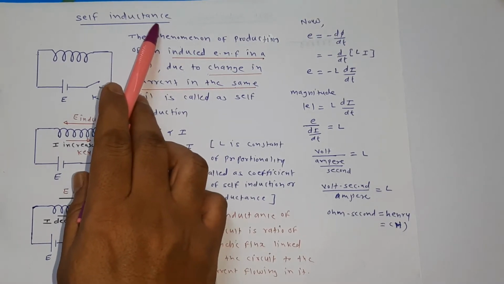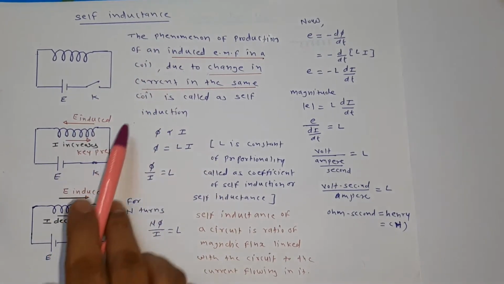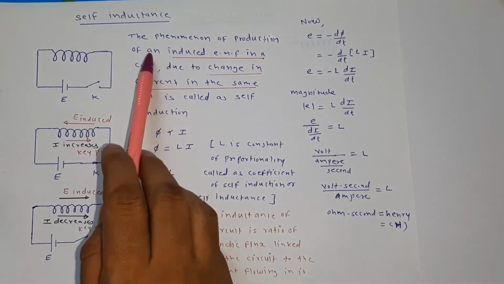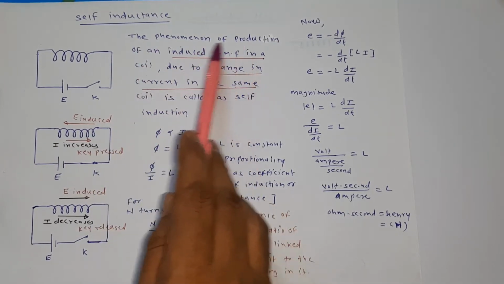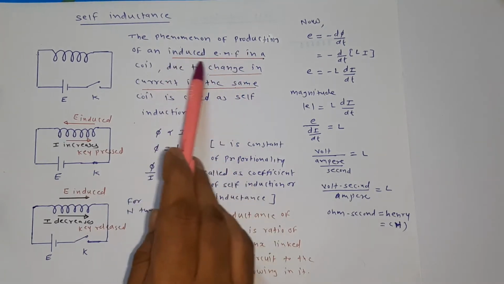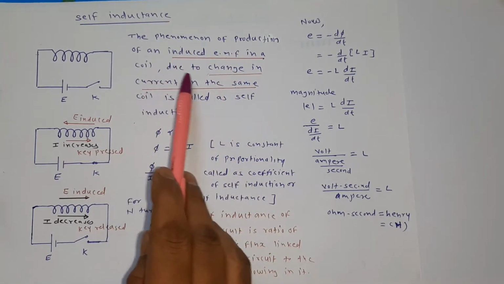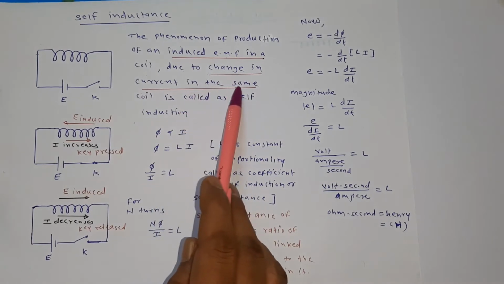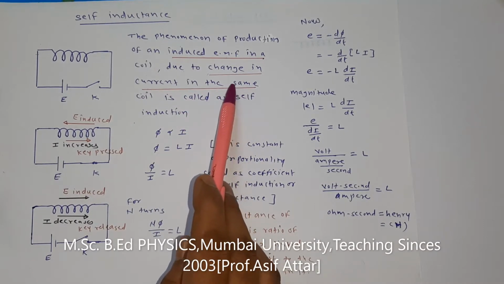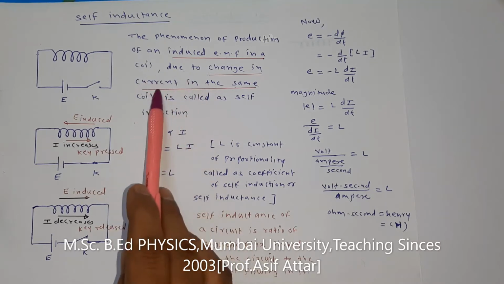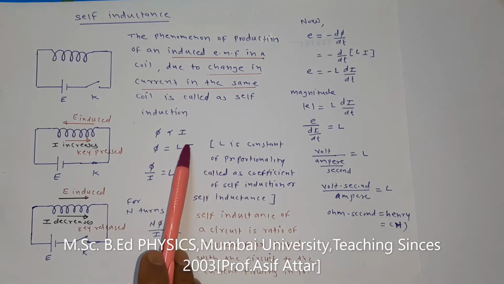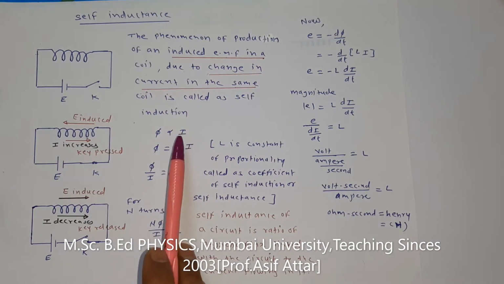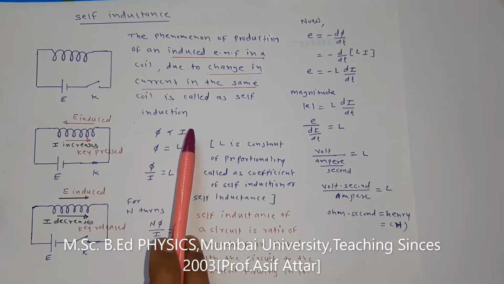Self-inductance, also we can say self-induction. First we'll see the definition, what it says. It says the phenomenon of production of induced EMF in a coil due to change in current in the same coil. That means when the current in the same coil changes, EMF gets induced. If you remember Faraday's laws, whenever magnetic flux linked with the coil changes, EMF gets induced, and Lenz's law gives the direction of the induced EMF.